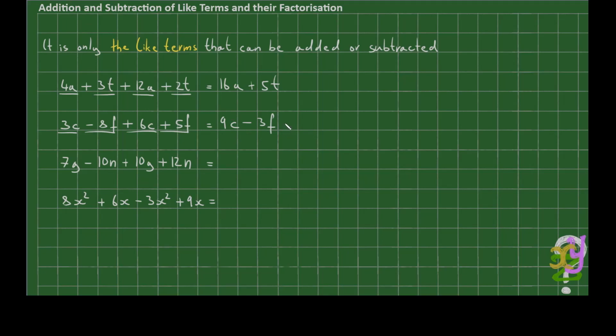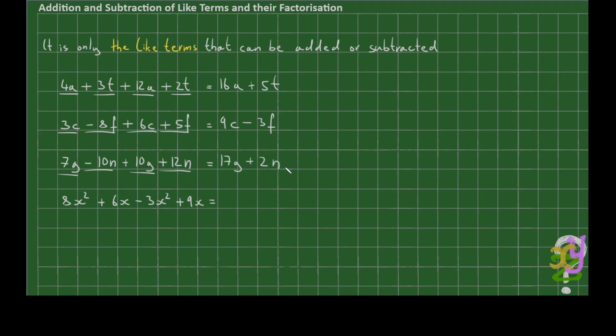The third expression says 7g minus 10n plus 10g plus 12n. 7g and 10g are like terms. I can add them. That will give me 17g. Negative 10n plus 12n will give me positive 2n.